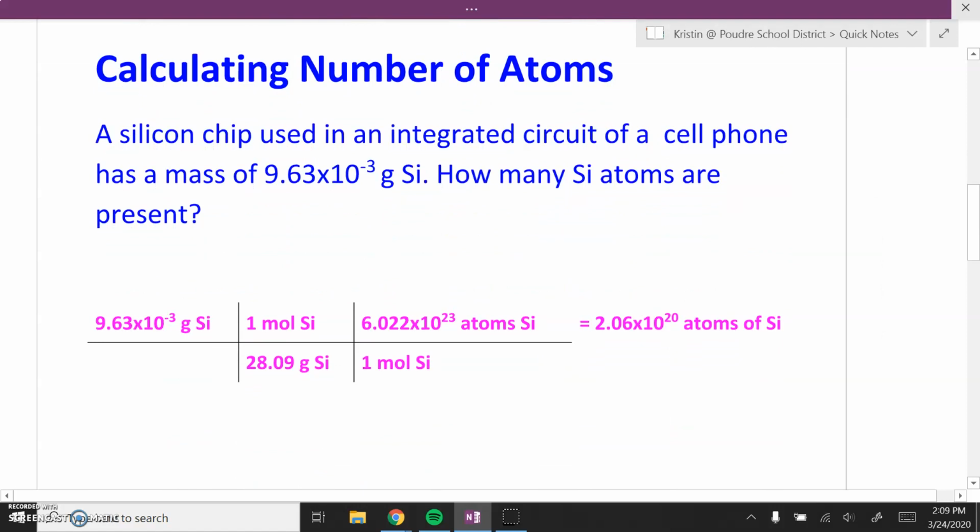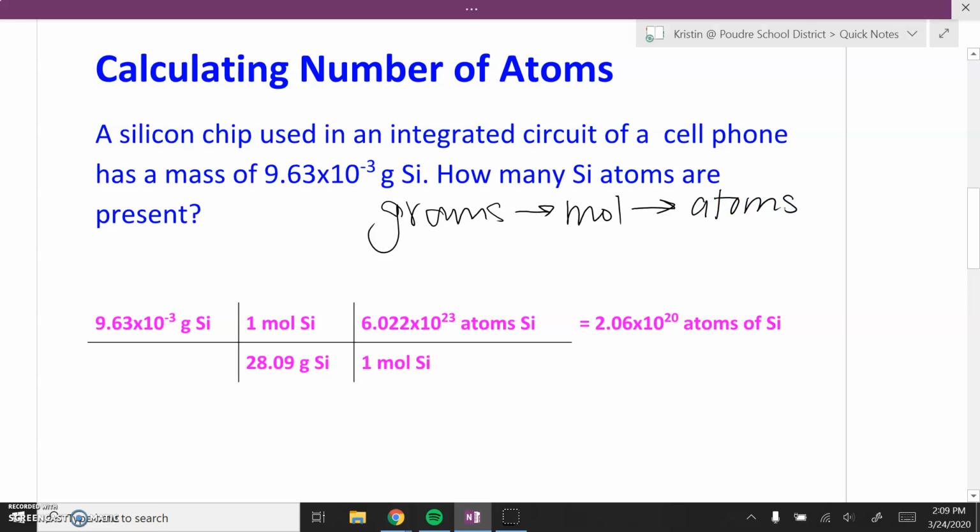So we're going to diversify a little bit. A silicon chip used in an integrated circuit of a cell phone has a mass of 9.63 times 10 to the negative 3 grams of silicon. How many silicon atoms are present? Okay, so I'm starting off in grams. I'm just going to make myself a little plan. I'm going to be in grams, and I'm going to go to moles, and then I'm going to go to atoms.